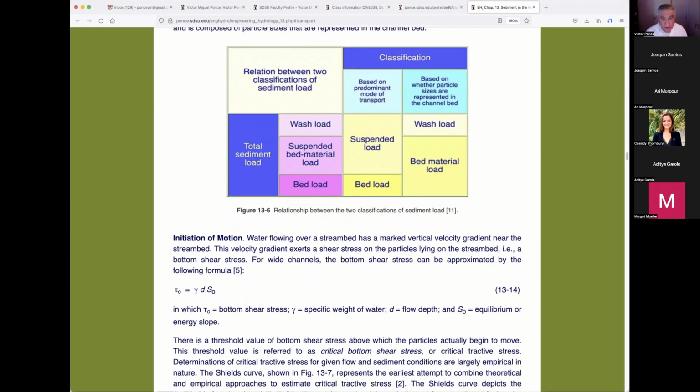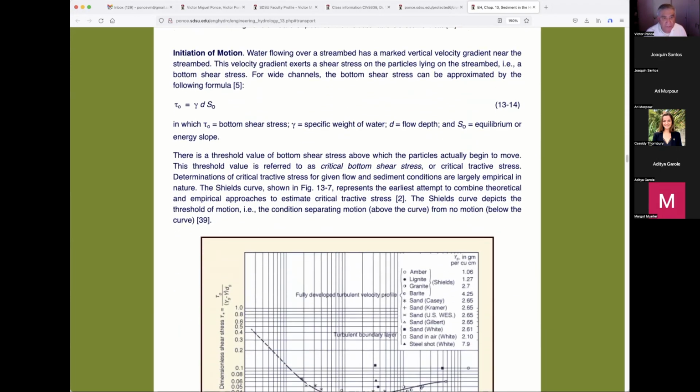And now we're going to go to the subject of initiation of motion. By the way, what you're seeing on the screen is part of my hydrology book. Hydrology book? What does sedimentation have to do with hydrology? The answer is, in 1989, I figured out that I had to write a book in hydrology because I was teaching hydrology in and out.